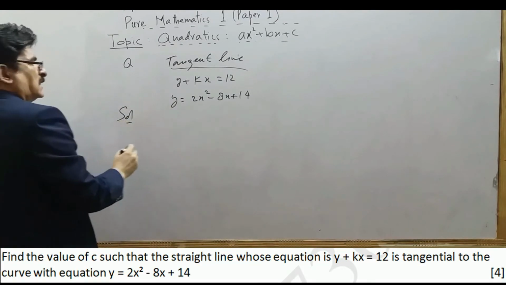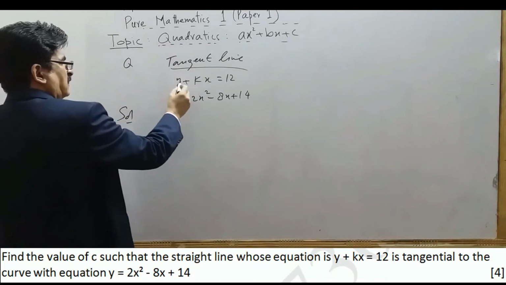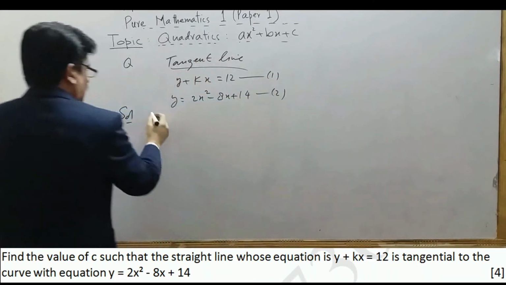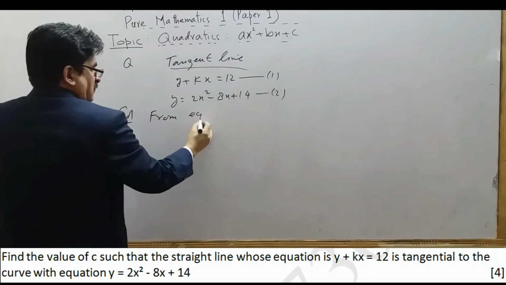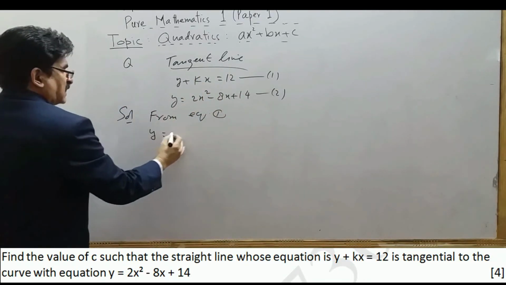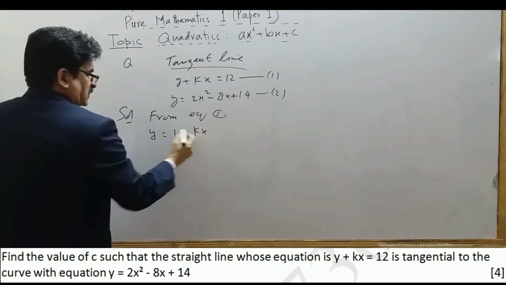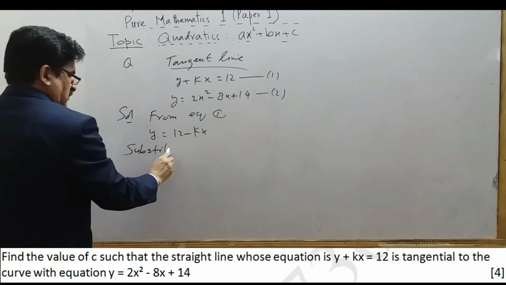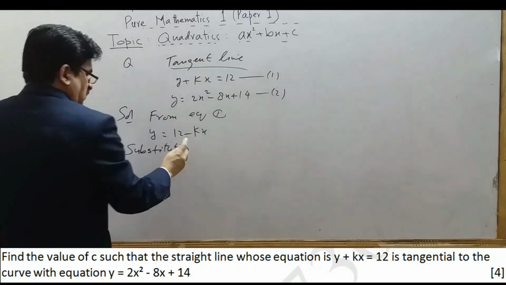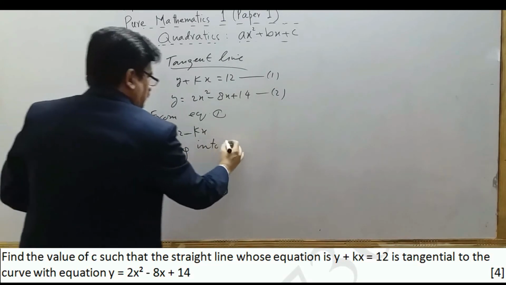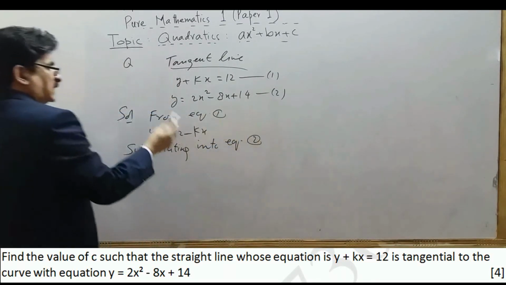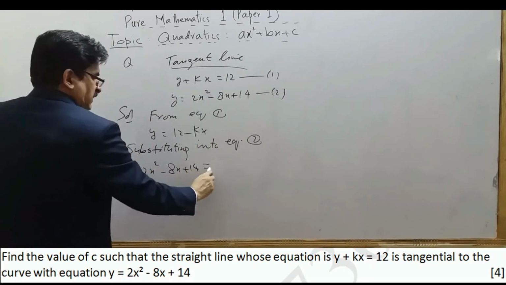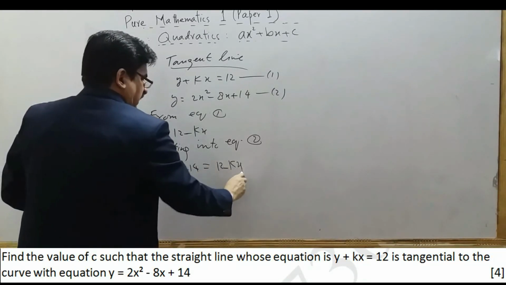Now the solution is substituting the value of y. You can name these equations as 1 and 2. From equation 1, y becomes 12 minus kx. Now substituting into equation 2, you have 2x square minus 8x plus 14 is equal to 12 minus kx.